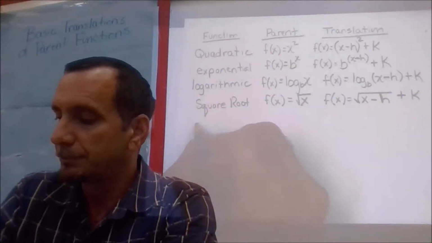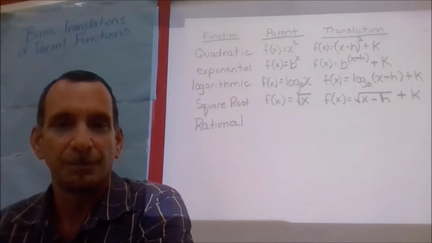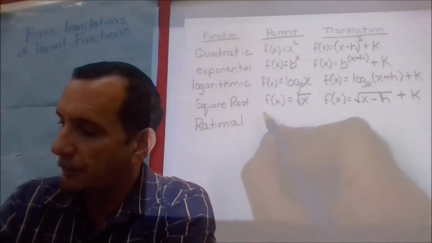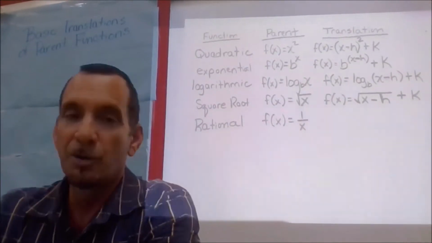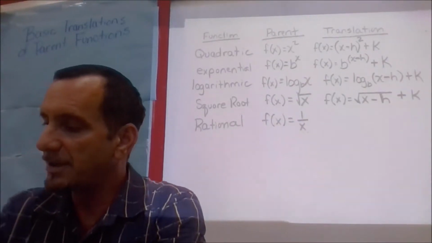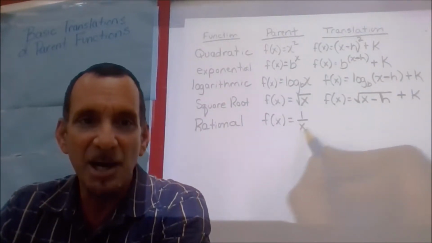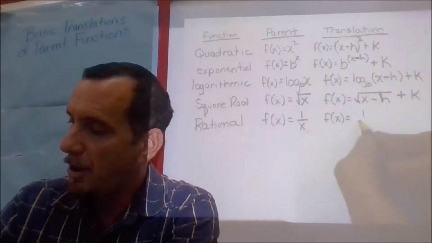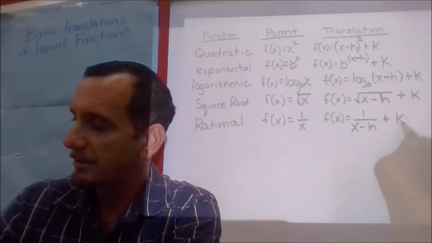Let's try rational functions. Do we remember the parent function of a rational function? F of x is 1 over x. It's a rational function. We've got a variable in the denominator, and because my left or right translation is going to stay with that x, it's going to stay in the denominator, and we're going to get 1 over x minus h plus k.